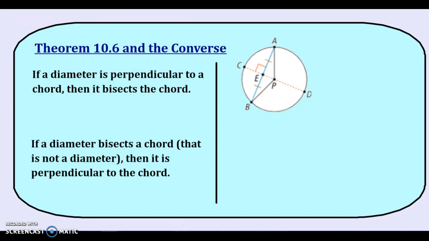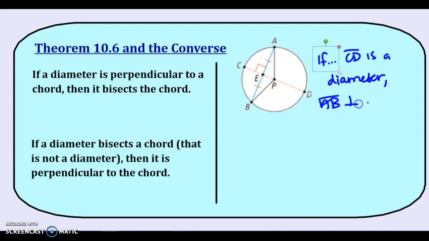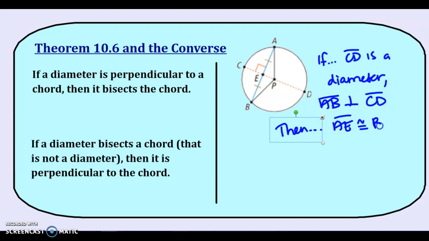Here's my final theorem, and I'm going to write it out. So if CD is a diameter, AB is perpendicular to CD, then AE is congruent to BE, and the converse works as well.